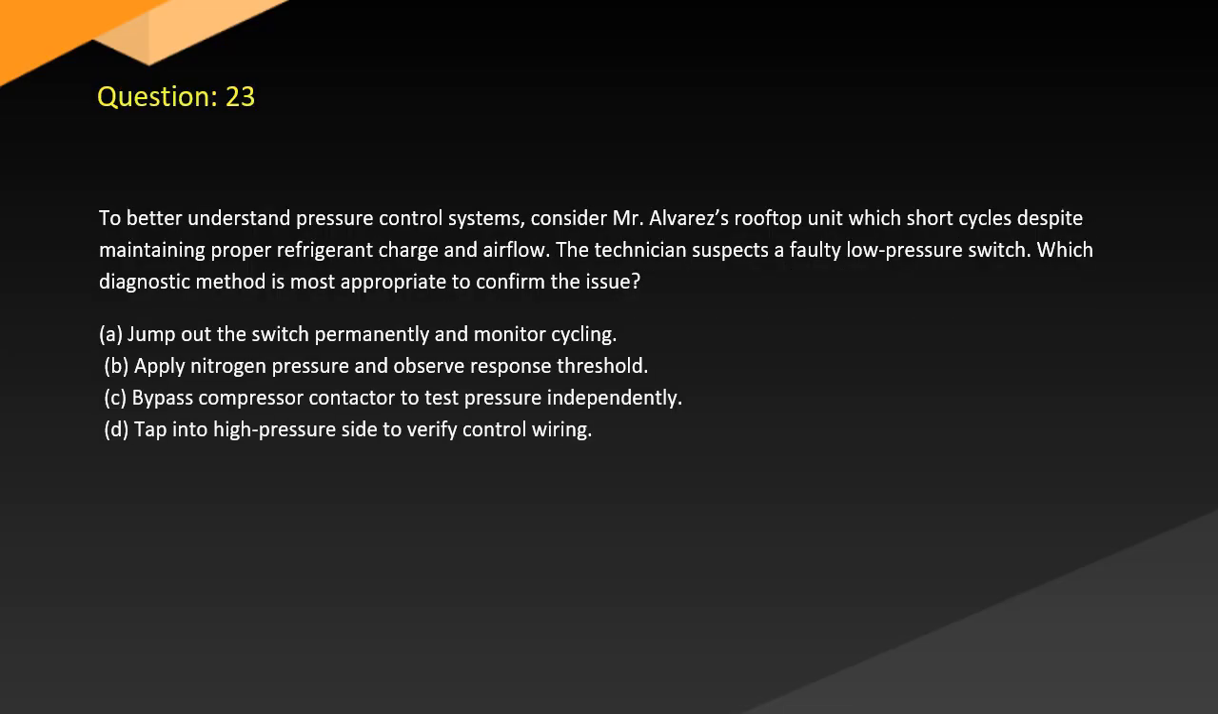Question 23. To better understand pressure control systems, consider Mr. Alvarez's rooftop unit, which short cycles despite maintaining proper refrigerant charge and airflow. The technician suspects a faulty low-pressure switch. Which diagnostic method is most appropriate to confirm the issue? A. Jump out the switch permanently and monitor cycling. B. Apply nitrogen pressure and observe response threshold. C. Bypass compressor contactor to test pressure independently. D. Tap into high-pressure side to verify control wiring.